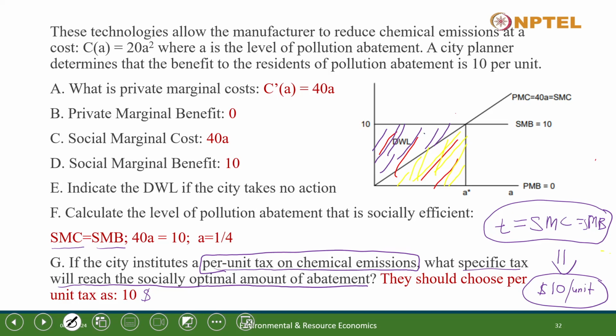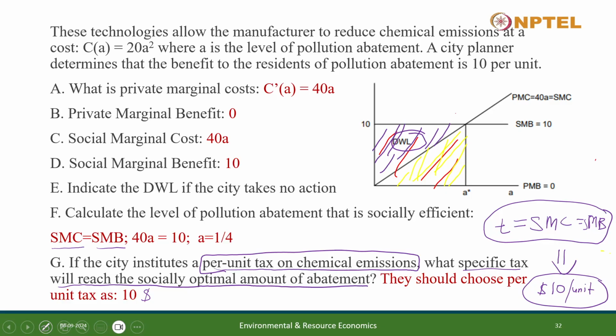So this DWL area, this purple area, is the deadweight loss if the city takes no action for the abatement of pollution. So there is social marginal benefit out of pollution abatement. However, if the pollution abatement is not done, then the society as a whole is losing a big amount that is shown in this area. So these are all we have discussed.